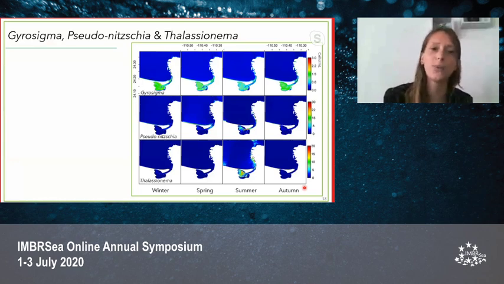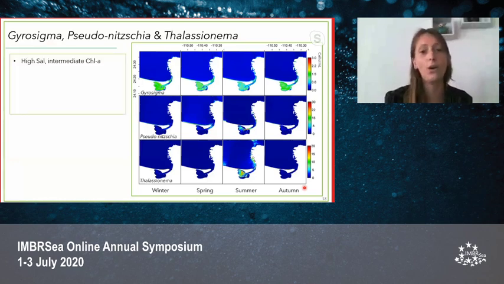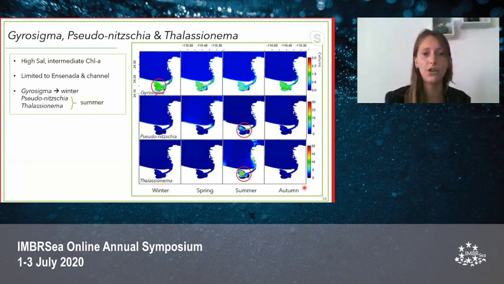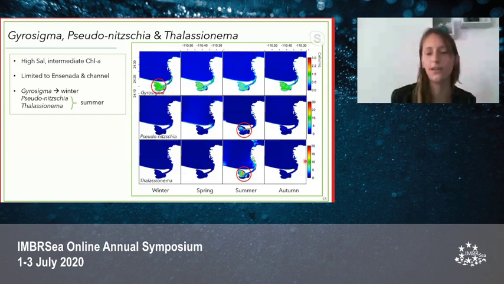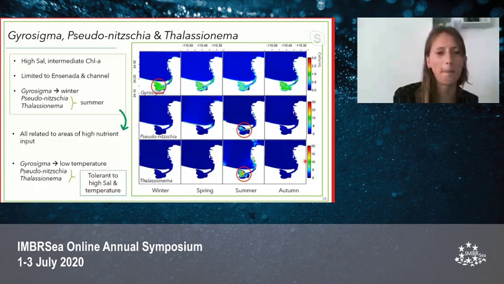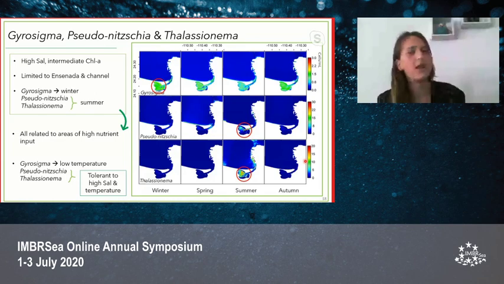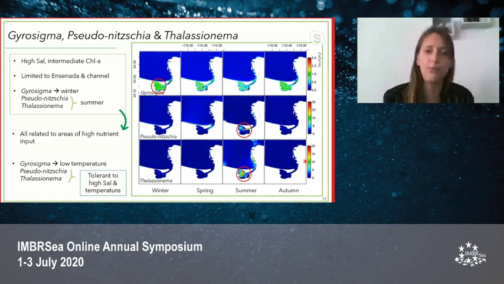Now, Gyrosigma, Pseudonychia, and Thalassonema, who all preferred high salinity and intermediate chlorophyll A, were all limited to the Ensenada and the Channel. But the highest abundance of Gyrosigma was predicted to occur in winter, whereas for Thalassonema and Pseudonychia, this was more the case in summer. So all three genera are related to areas of high nutrient input in literature.